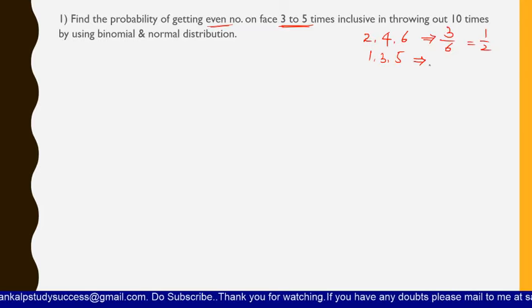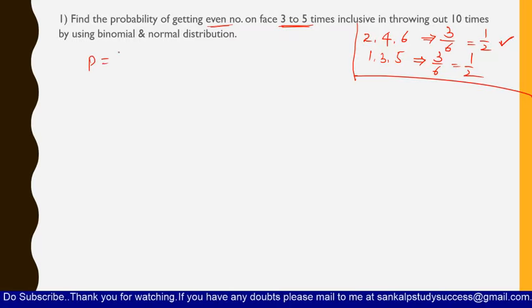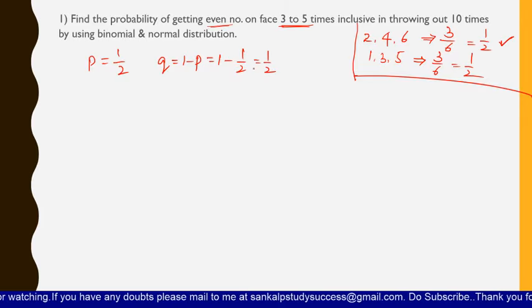And the probability of an odd number is also 3 by 6, which is nothing but 1 by 2. So the probability of an even number is 1 by 2 and the probability of an odd number is 1 by 2, but we need the even number in this question. So p is 1 by 2, which is the probability of success. And what is q? It is the probability of failure, 1 minus p, that is 1 minus 1 by 2, which is again 1 by 2. So we got p and q.